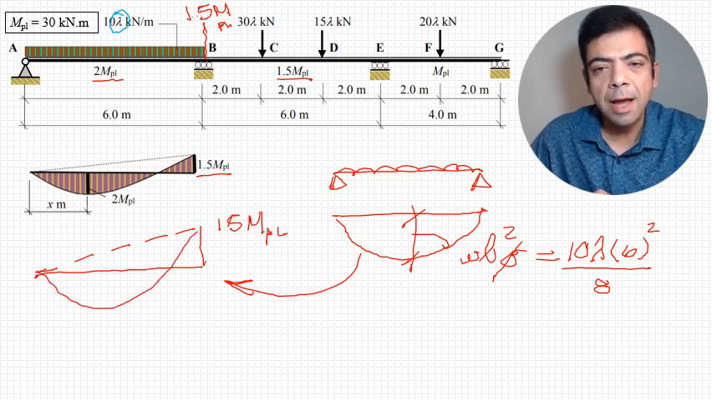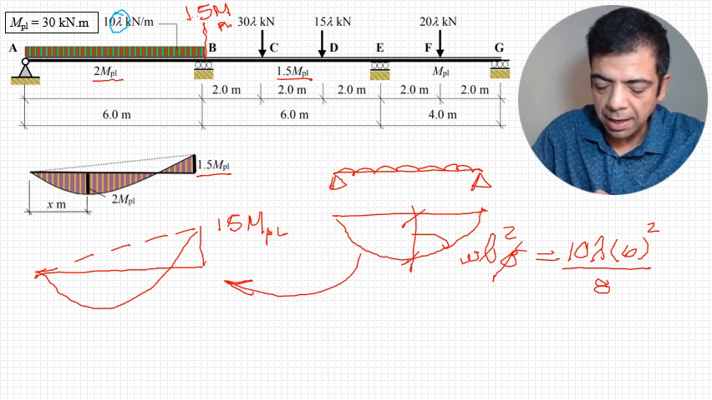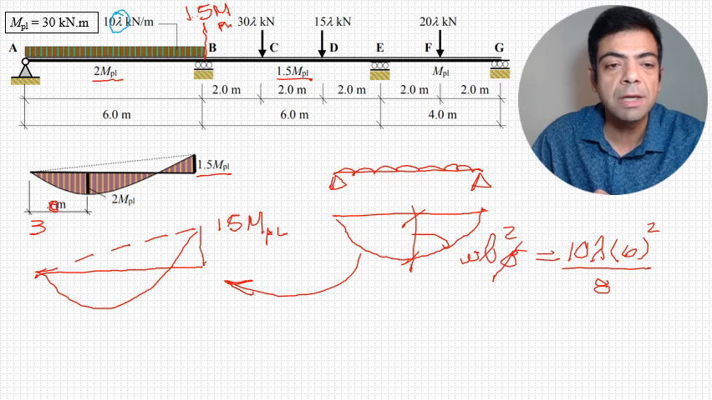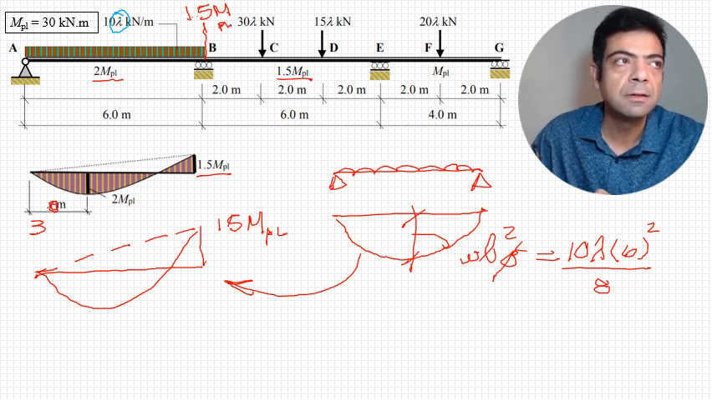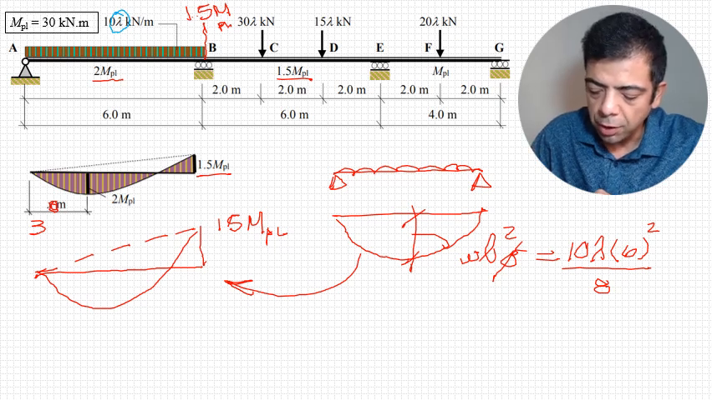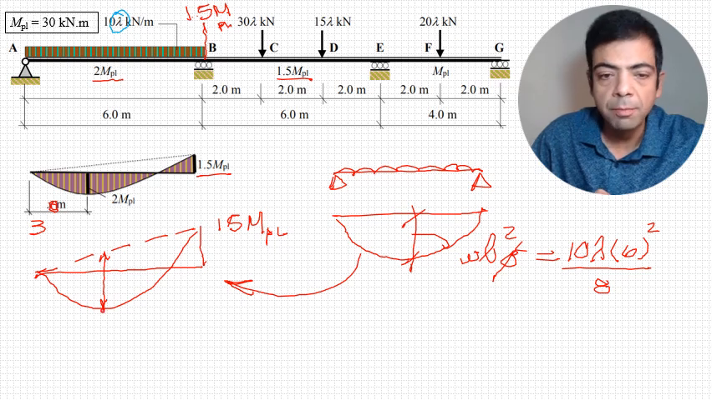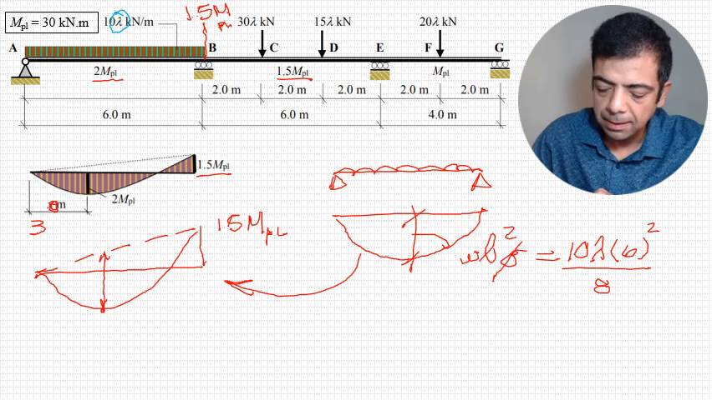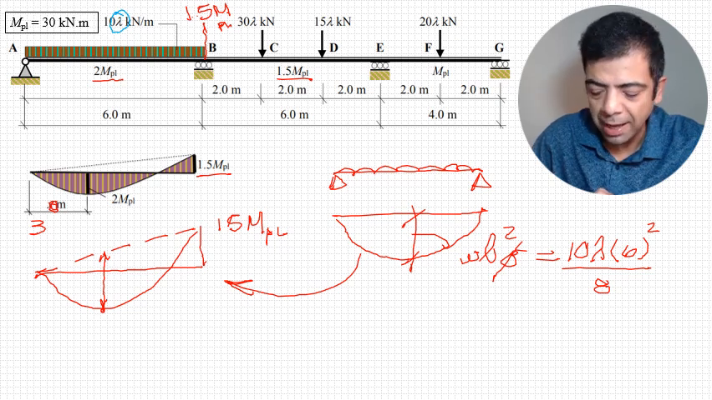As I said, as an approximation, we will assume that this distance x in the midspan is going to be 3 meters. This is going to give us an accurate enough result. So, what is going to be the magnitude of the moment at the maximum bending moment? In the previous slide, we realized that the plastic hinge will happen at 2 M plastic.